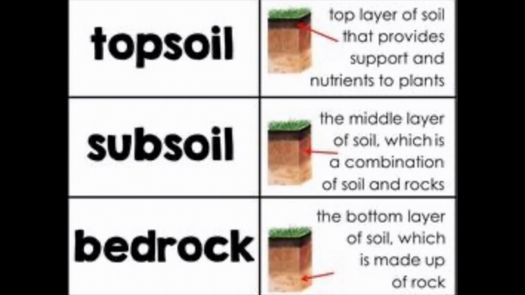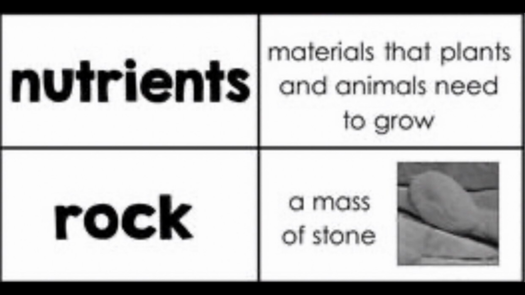Topsoil is the top layer of soil that provides support and nutrients to plants. Subsoil is the middle layer of soil, which is a combination of soil and rocks. Bedrock is the bottom of soil, which is made up of rock. Nutrients are materials that plants and animals need to grow, and rock is just a mass of stone.